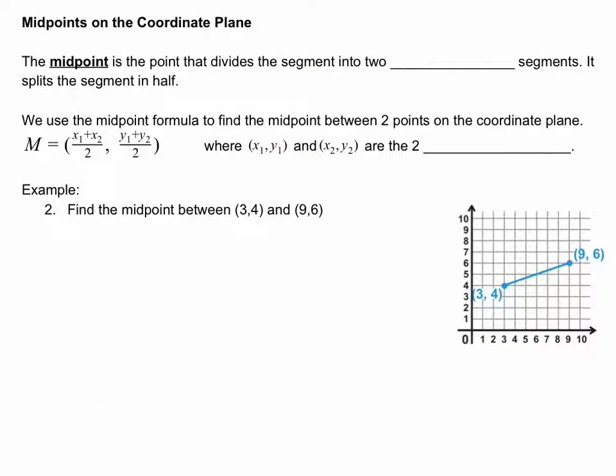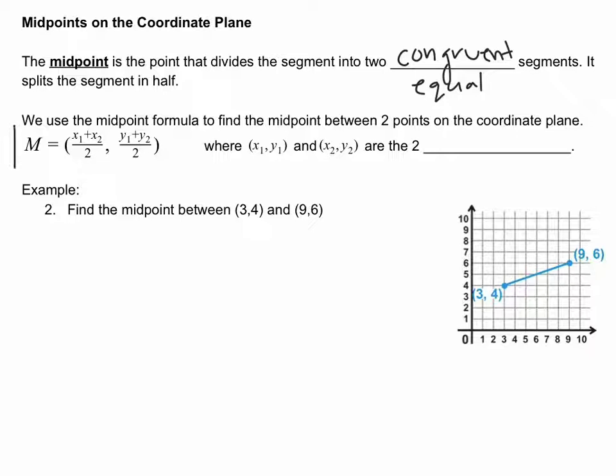The next important concept is a midpoint on the coordinate plane. We've talked about midpoints for segments, and this is very similar. If you remember, the midpoint is the point that divides the segment into 2 congruent or equal segments. Congruent, which means they are equal. That means it splits the segment exactly in half.